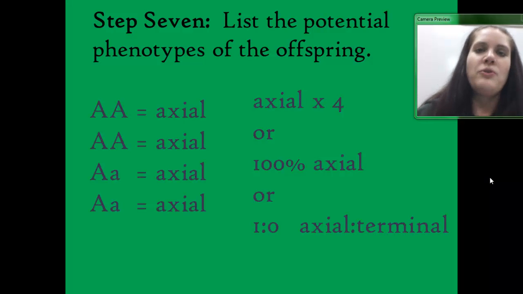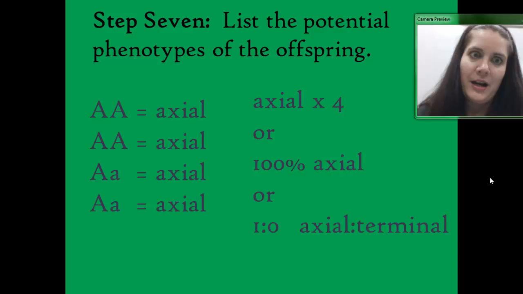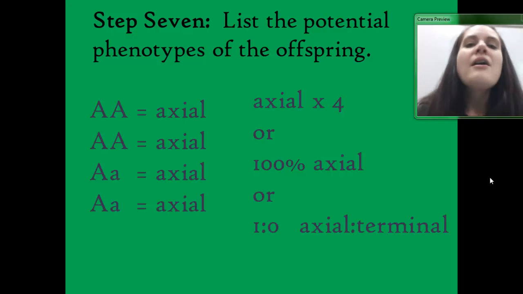I don't think I need to show you my notes for this. I think you probably have it by now. I think you can do this step by yourself. That's what you're going to do. That's how you do a Punnett square.